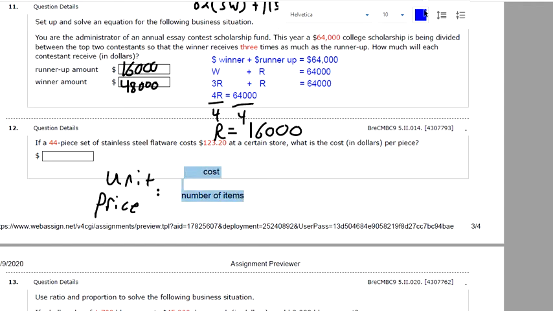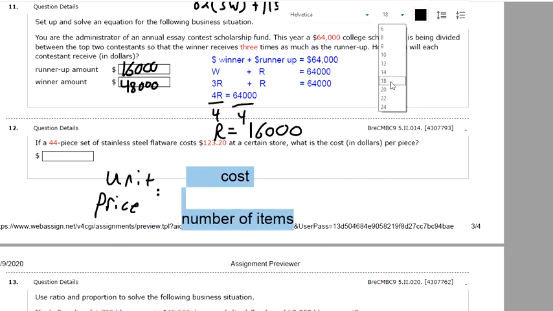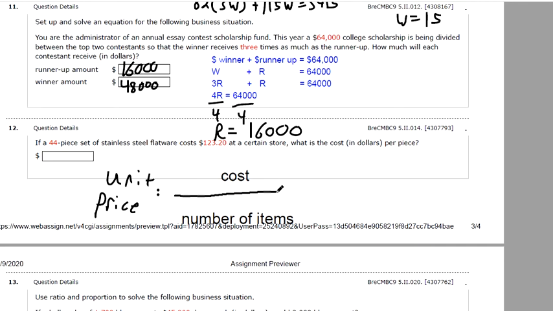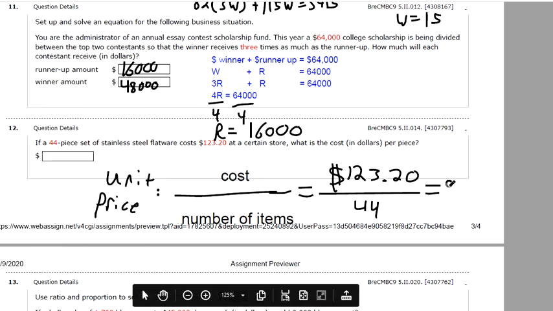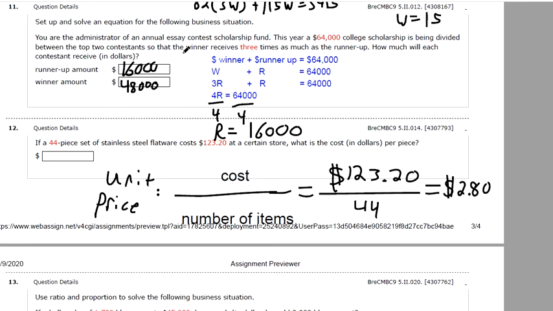It's how they calculate those little orange things you see in Walmart, the little orange tags underneath the product, or next to the product price. You divide the total cost for the product by the number of items you get. So there's $123.20, and there are 44 items. So dividing these will tell us how much it costs for just one piece of silverware. So it's $2.80 per piece of silverware.